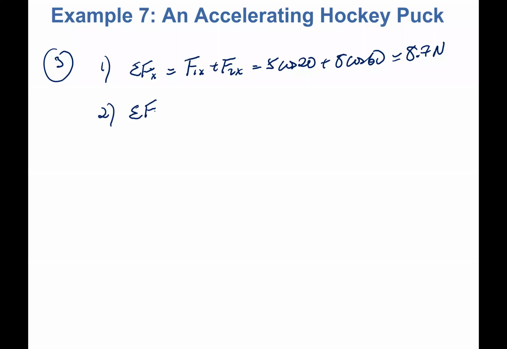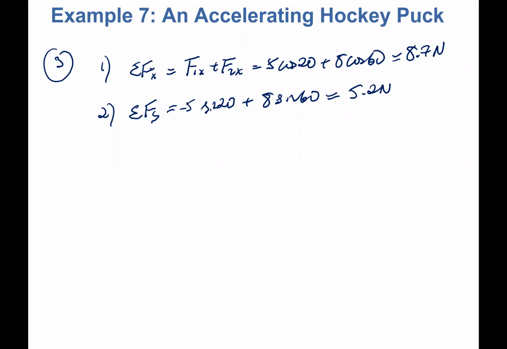Equation 2, then I calculate the y components. In the y direction, we have negative 5 sine of 20 plus 8 sine of 60. And if I add those, I'm going to get 5.2 newtons. Okay. Those are the X and Y components of my net force.